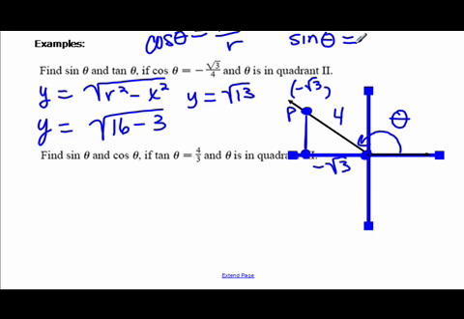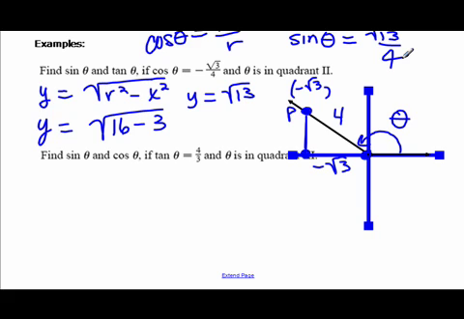Sine is y over r. Y is the square root of 13. R is 4. So sine is root 13 over 4. Does it also make sense why your sine function is positive? Remember that all students take calculus, right? What quadrant are we in? We're in quadrant 2. All students, right? It makes sense that sine should be a positive value in quadrant 2.